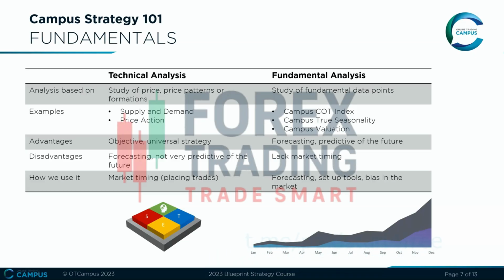Therefore, what we need to achieve is to find fundamental ways of analyzing the markets that are not subjective, that are as objective as possible. And there are ways on how this can be done. And this is where the Campos indicators will come into play. The Campos COT index, Campos valuation, and Campos true seasonality are all well-seasoned forecasting tools that show a very accurate track record of predicting the future.